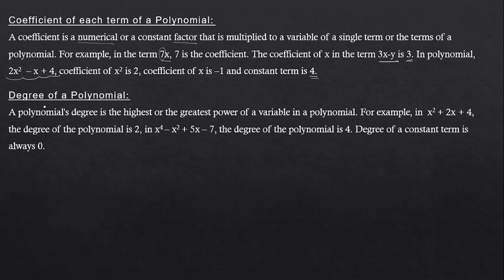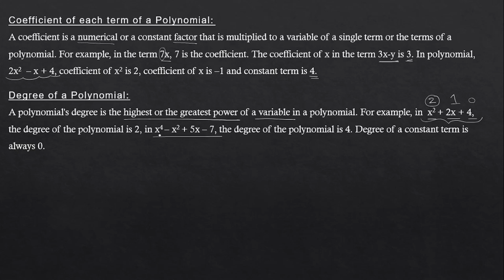Let's move on. Degree of a polynomial. Now each term has some power on the variable. The degree of a polynomial is the highest or the greatest power of the variable in a polynomial. There can be more than one term in a polynomial and each term will have some power. So here the power of the variable is 2, here the power of the variable is 1, here the power of the variable in a constant term is 0. So for all three terms, the highest power is 2. So for this entire polynomial, the degree of the expression is 2. Consider this example: x power 4 minus x square plus 5x minus 7.